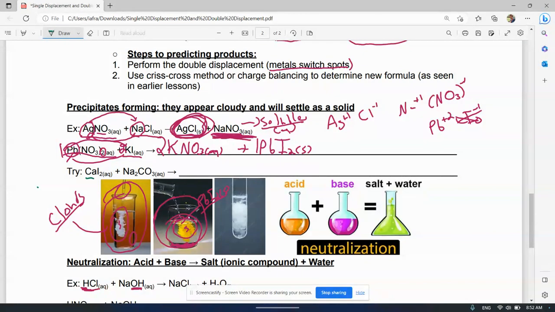So again, perform the double displacement. The first two elements will switch spots. Ca will go where Na was, Na will go where Ca was. So Na will crisscross with iodide to make NaI, and then calcium will crisscross with carbonate to make calcium carbonate. Now, I said the compound that's with carbonate would be the precipitate, so hopefully you know that means this is a solid, and the other one must therefore be the aqueous. You'll always have one aqueous and one precipitate.